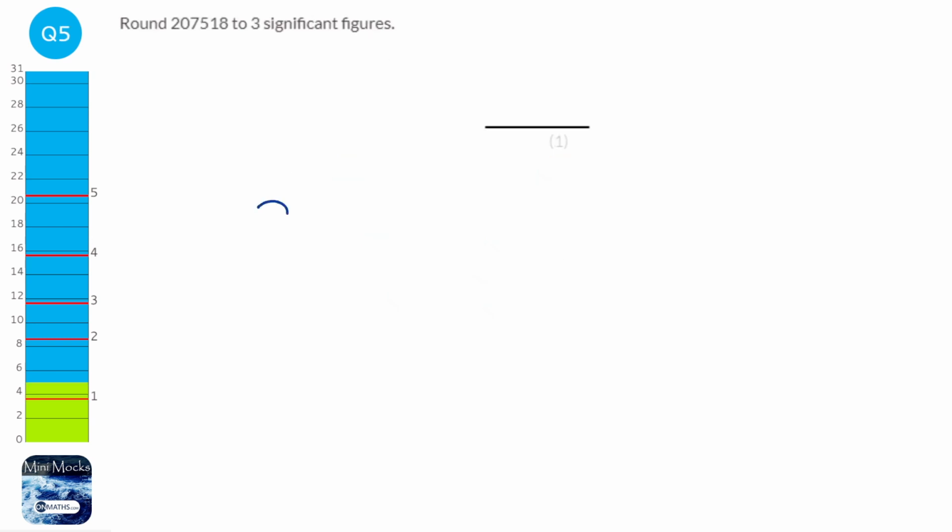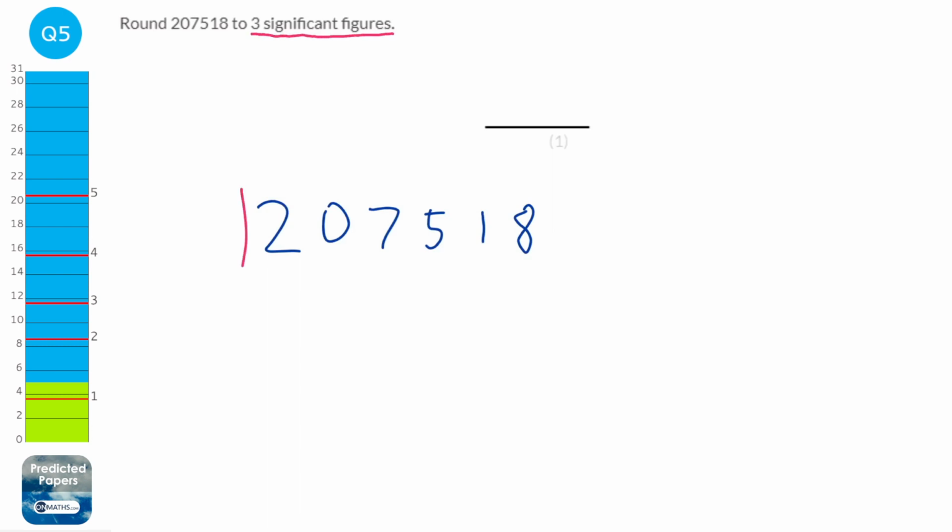I'm going to start just by writing down the number. And we're asked to round this to 3 significant figures. And basically what that means is starting from the left-hand side, it's 3 numbers that we want. So 1, 2, 3. And we're going to do our line after that third number. And you start counting the first non-zero digit. So the first digit there was 2, so we started counting.